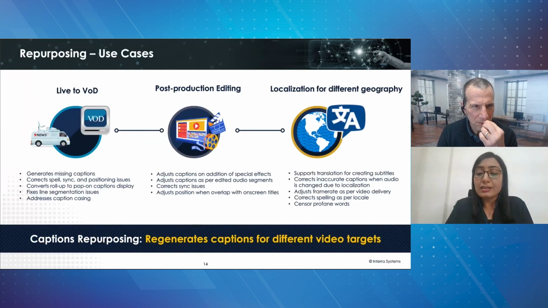Baton Captions also supports various repurposing use cases on top of ML-based technologies. So it can convert live captions to VOD captions in the way that it can correct any spelling mistakes or sync issues or position issues if captions were recorded live. Also, if audio was later edited out and removed in post-production, then Baton Captions can determine where the extra captions are. It will mark them extra and it will remove them.